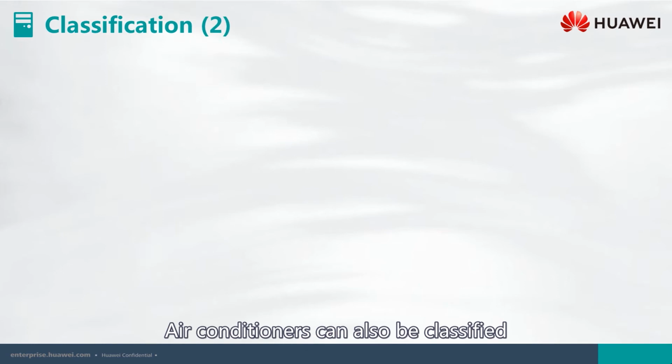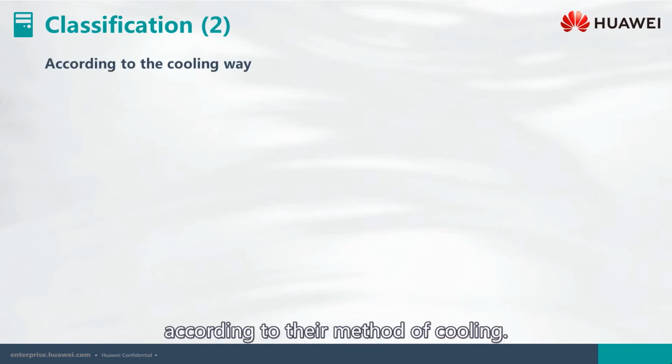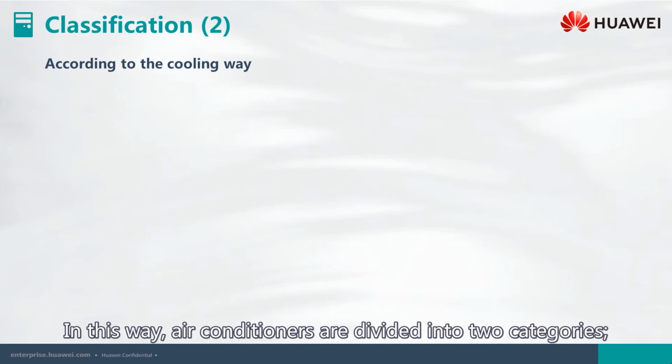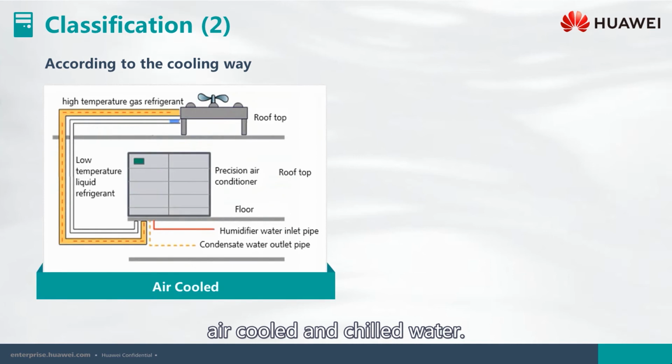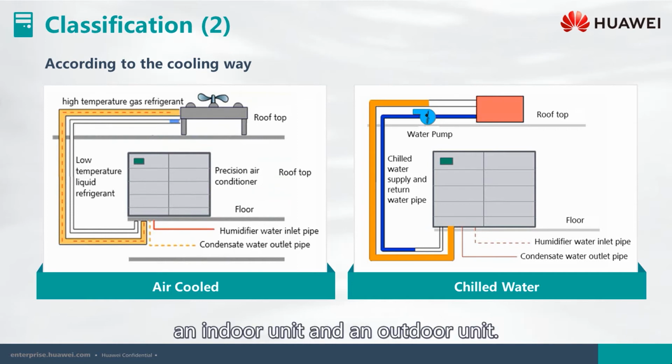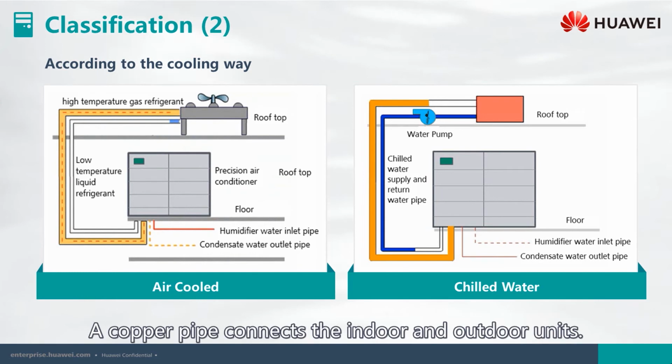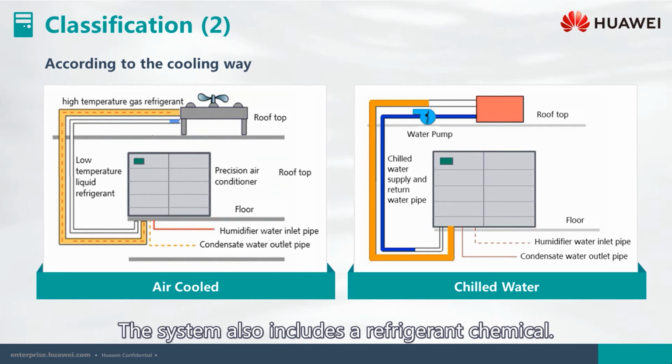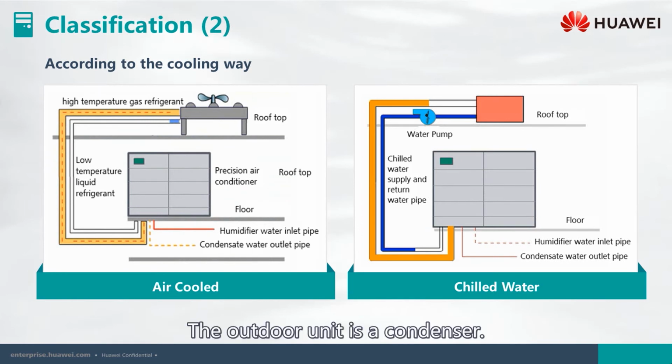Air conditioners can also be classified according to their method of cooling. In this way, air conditioners are divided into two categories: air-cooled and chilled water. An air-cooled precision air conditioner consists of an indoor unit and an outdoor unit. A copper pipe connects the indoor and outdoor units. The system also includes a refrigerant chemical. The outdoor unit is a condenser. The indoor unit includes a compressor, expansion valve, and an evaporator.